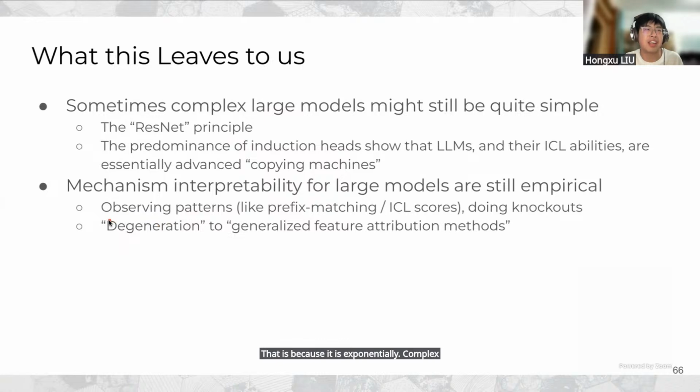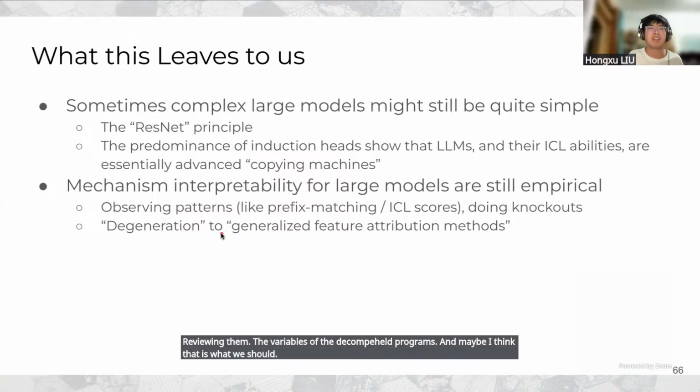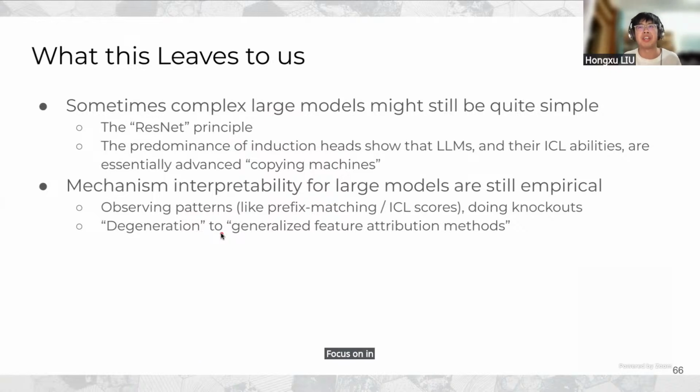And what I think is that it is kind of a degeneration to generalized feature attribution methods, that is the methods I have mentioned before, like revealing the variables of the decompiled programs. And maybe I think that is what we should focus on in future research of the mechanistic interpretability of large language models. Okay, that's all of my introduction.